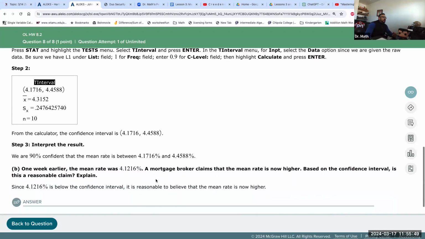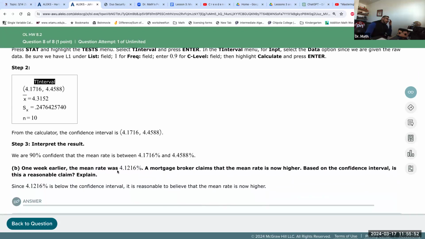It says one week earlier, the mean rate was 4.1216. The broker claims that the mean rate is now higher. Based on the interval we just got, is it true? Is it reasonable? Notice both of these numbers are higher than this mean rate. Because both are higher, the true population mean is somewhere in between, and regardless of where it falls, any number you give me is going to be higher than this mean rate. So we say yes, it is reasonable to believe that the mean rate is now higher.